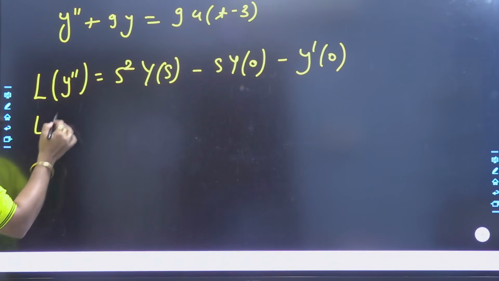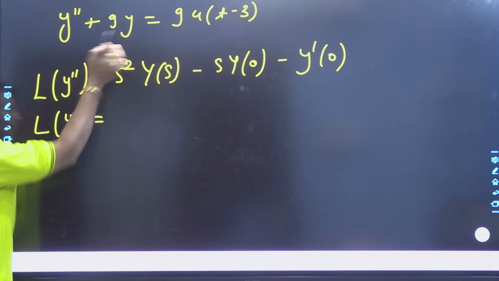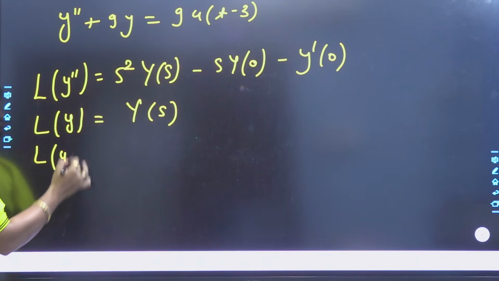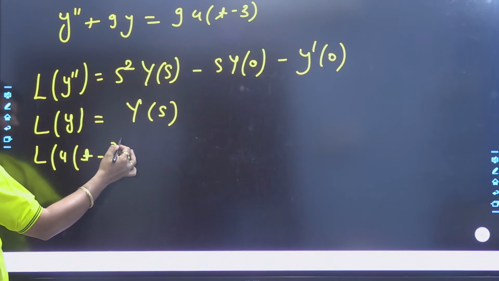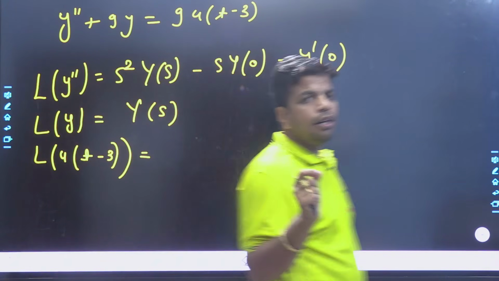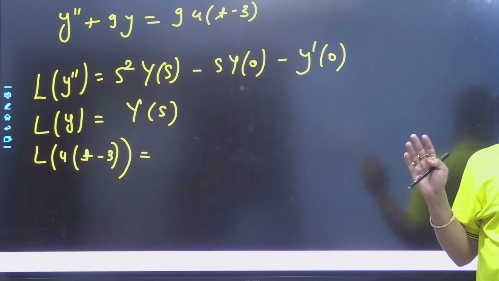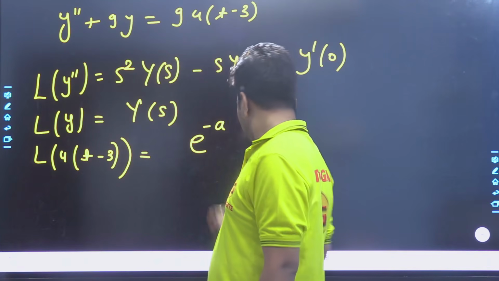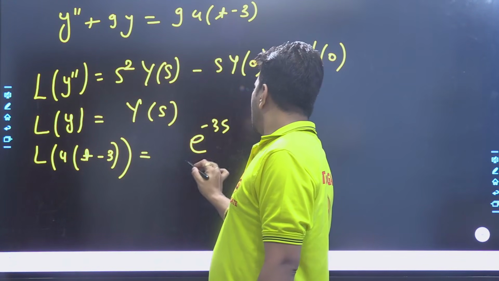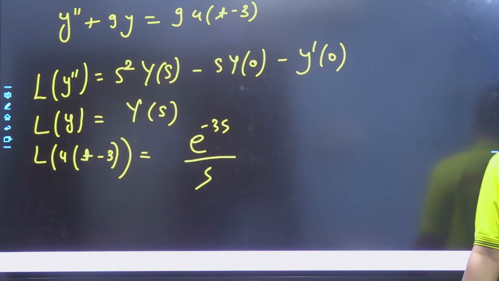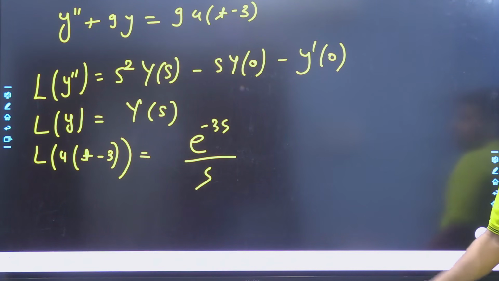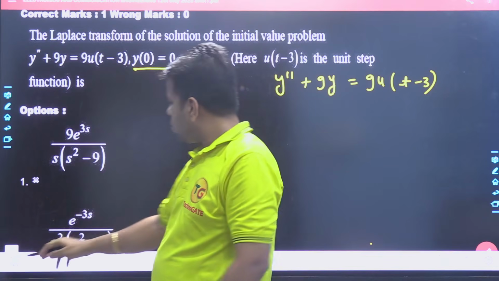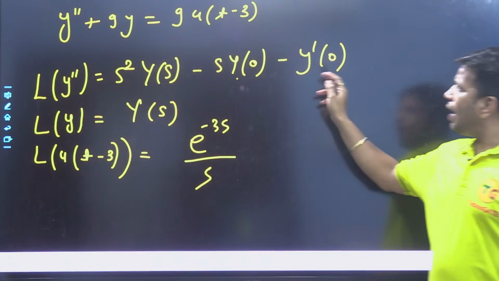If I am taking Laplace of y, it is Y(s), and if I am taking Laplace of u(t minus 3), this is a unit step function u(t minus a), and at the place of a there is 3, so it is simply e to the power minus 3s upon s. Now in the question it is given that y(0) is 0, and y dash(0) is also 0.